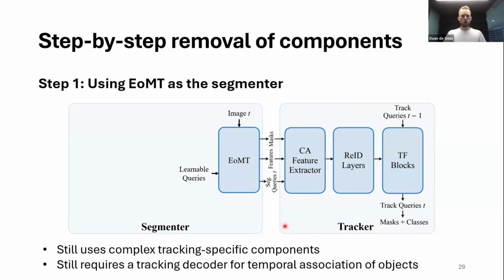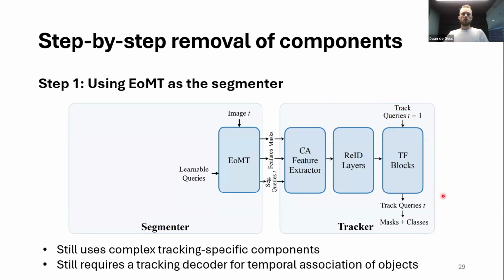Now, at this point, of course, there are still some pretty complex tracking-specific components on top of EoMT, such as this context-aware feature extractor and these re-identification layers. I won't go through all the details, but we find that once again, if we remove these individually, we have very little impact on the accuracy while getting a bit of an efficiency boost. But then we're still left with this transformer decoder that combines information from time step t-1 with the information from the current time step t in order to do this tracking.